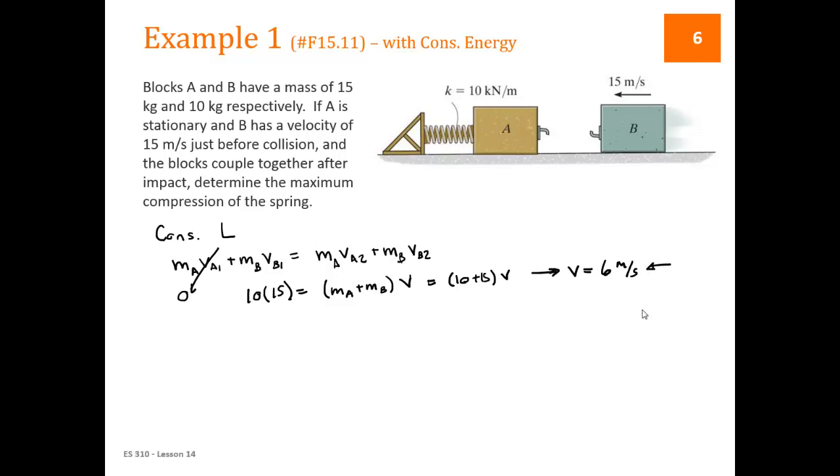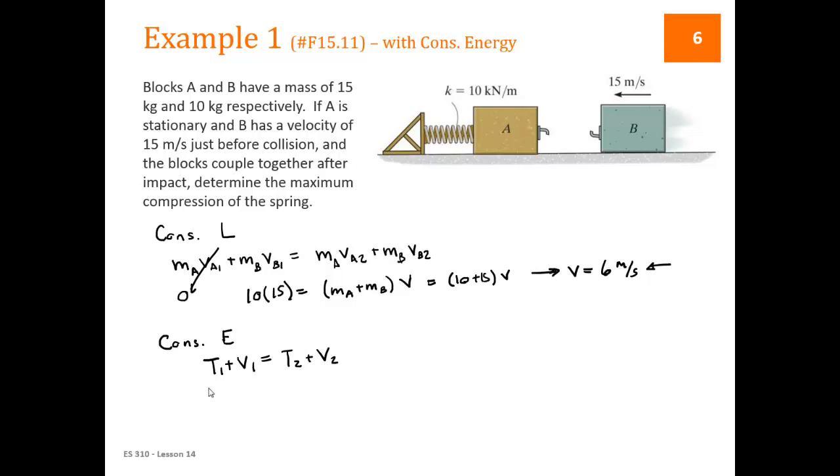All right, so now that we have the final velocity, we're going to move into the conservation of energy section. Think back to last chapter: we've got something moving initially and there's no potential energy. Eventually it comes to rest, so there's no kinetic energy, but there is potential energy because we've compressed the spring. So we have T1 plus V1 is equal to T2 plus V2. There's no gravitational potential energy involved because we're staying horizontal.